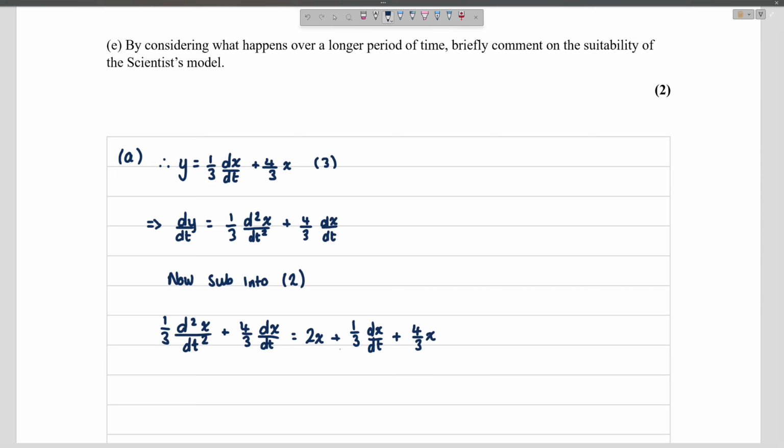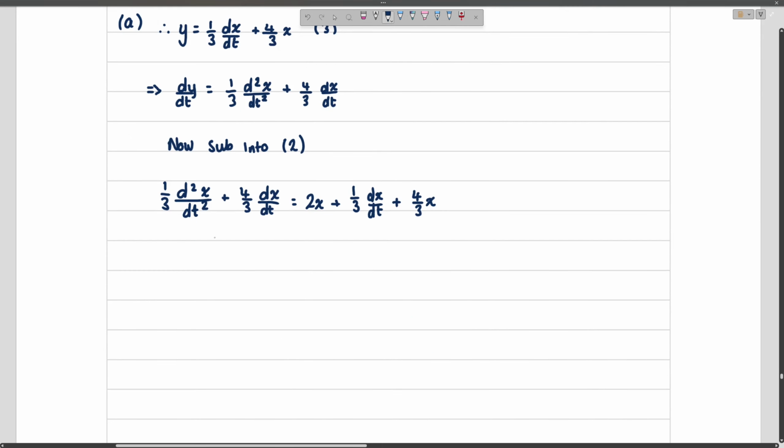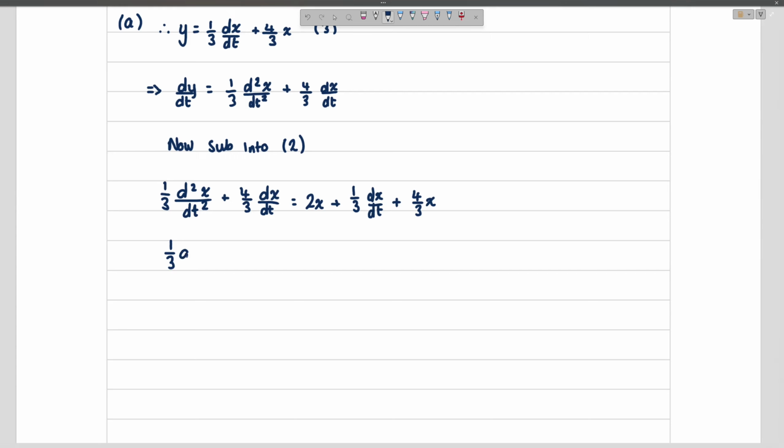Okay, so let's simplify here. I can't do anything with this just yet. So that's just 1 over 3 times the second derivative, like so. I've got 4 over 3 dx by dt minus 1 over 3 dx by dt, so that's just 3 over 3 dx by dt. That's simply dx by dt there. Oops, why has it done it as a square? That was not intended. Let's quickly get rid of that. So we'll try again. So dx by dt here. There we go. That's better.